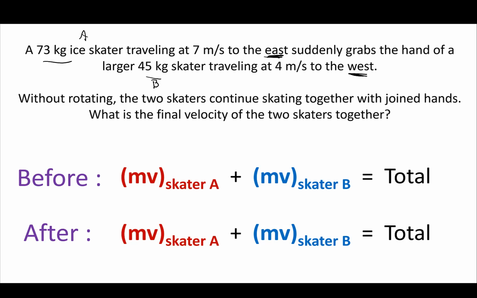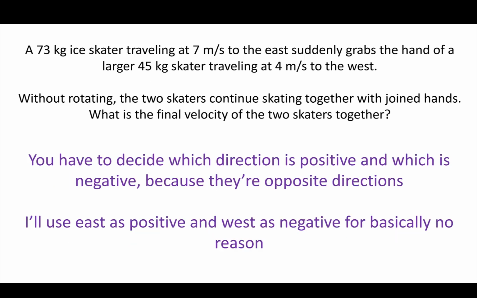Why not? So remember, the positive and negative directions of our velocities are just arbitrary. We can choose whatever we want to be positive and negative. But if one is going east and one is going west, we need them to be different signs. So one could be positive, one could be negative. I'm going to decide that east is positive and west is negative for pretty much no reason. So the skater going to the east gets a positive 7 velocity, and the skater going to the west gets a negative 4 velocity. I could have flipped that, it wouldn't really matter.